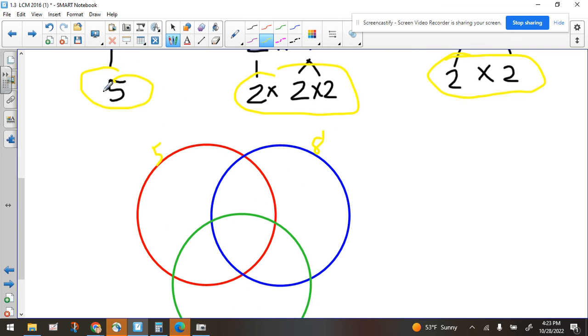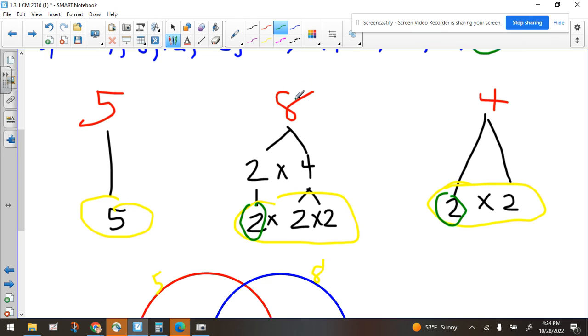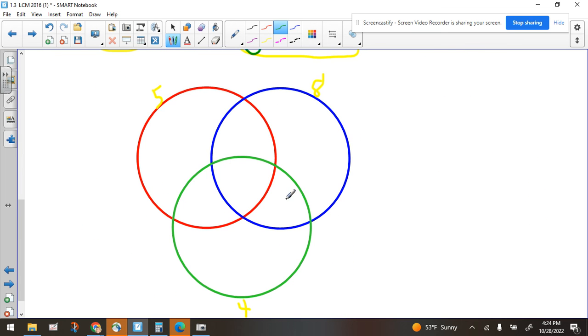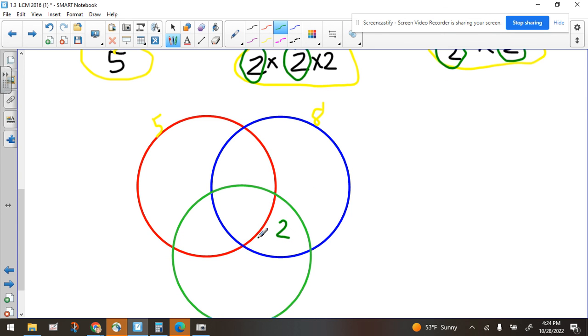Now, if you have a number that's in common in all 3 sets, which we don't, we would put it where the three circles interlock. We have ones that are in common in two sets. So for example, we have this 2 and this 2. And what are they in common? They're in common between the 8 and the 4. So we would put that number right here. Now, what else do we have in common? We have this and this. That's in common, again, between the 8 and the 4. So I'm going to put that right here.